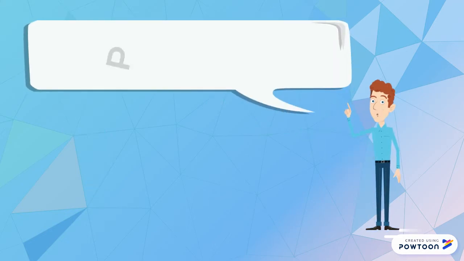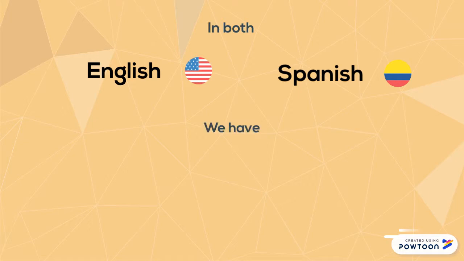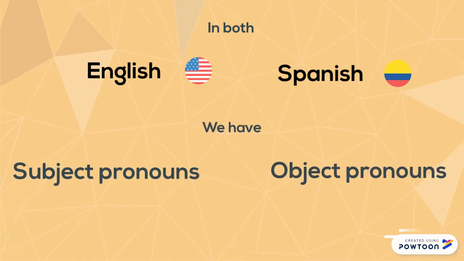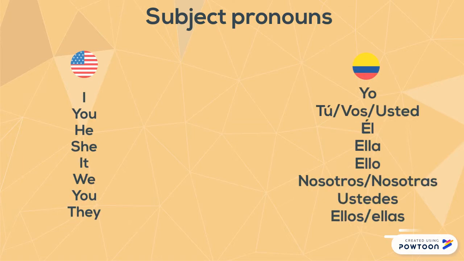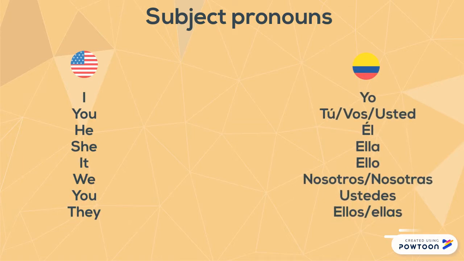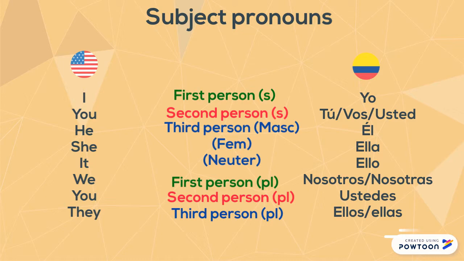There we go. In first place, we have personal pronouns. In both English and Spanish, we have subject pronouns and object pronouns. In this category of subject pronouns, both are inflected in the same three persons: the first person representing the person speaking, the second person representing the person being spoken to, and the third person standing for the person or thing spoken of.